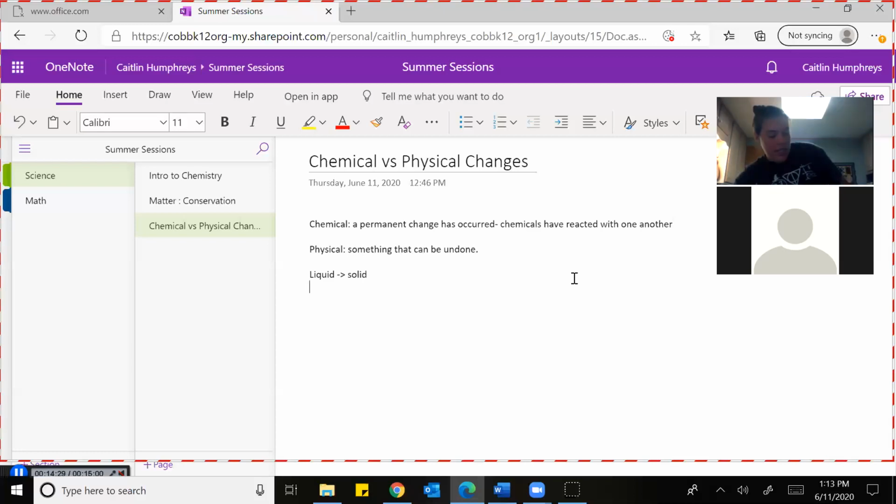Stretching a rubber band. If I stretch this rubber band all the way out, what's going to happen? It's going to stretch back. Even if I break it, there's still the same amount of stretch in this. There's elasticity. The chemical bonds are not changing.